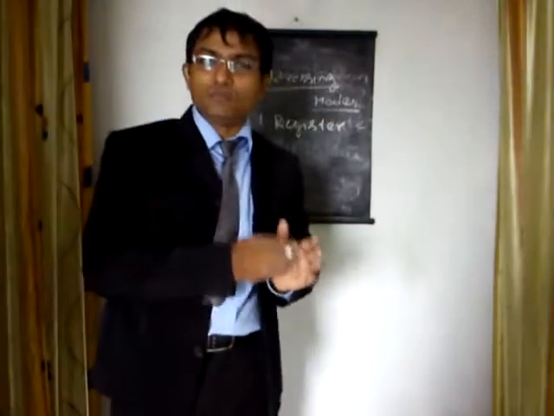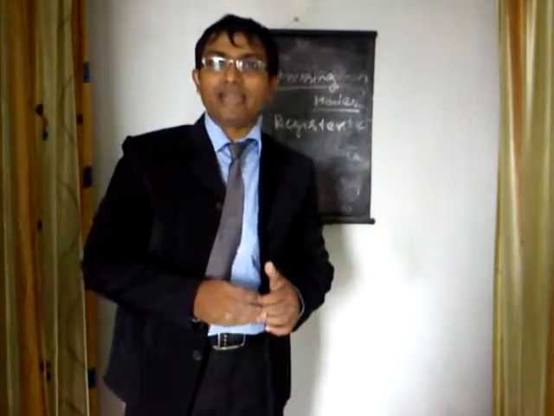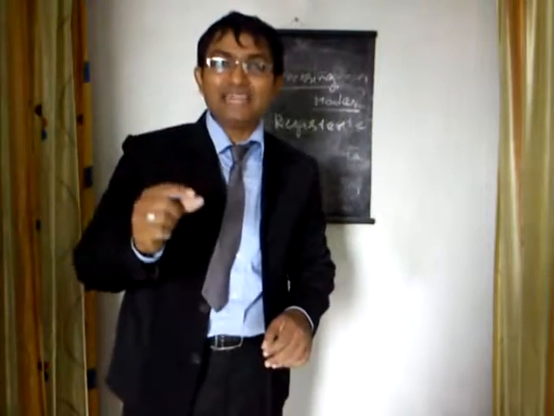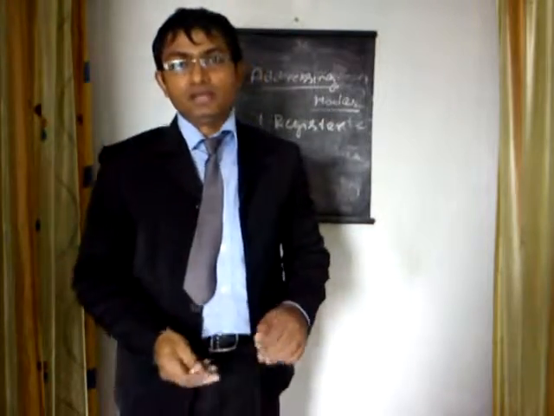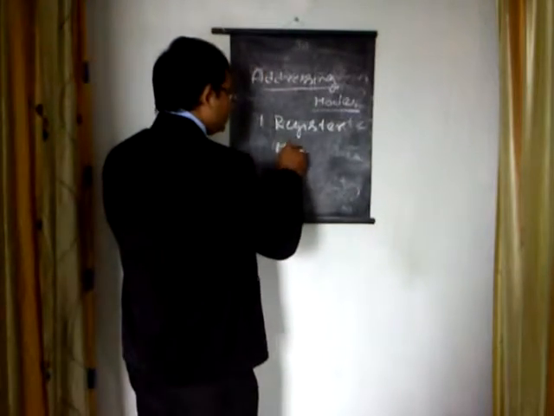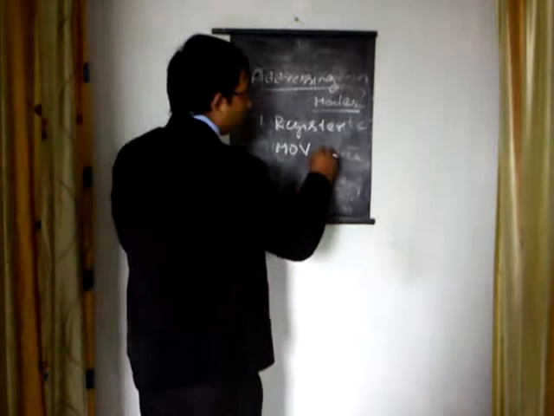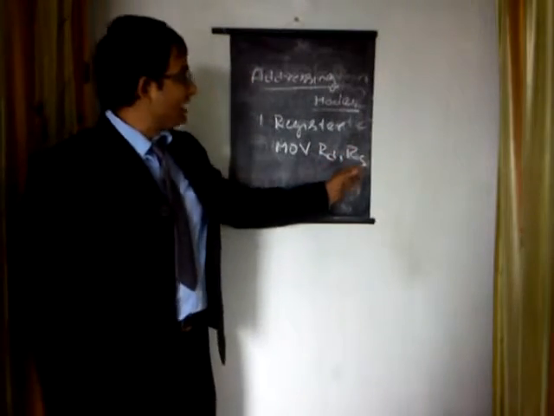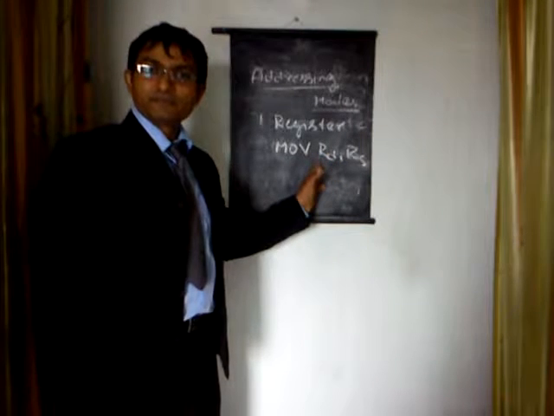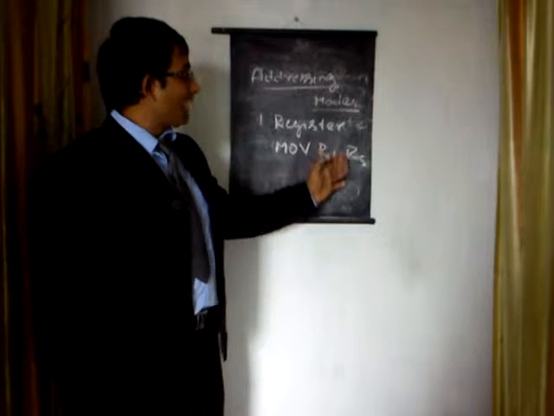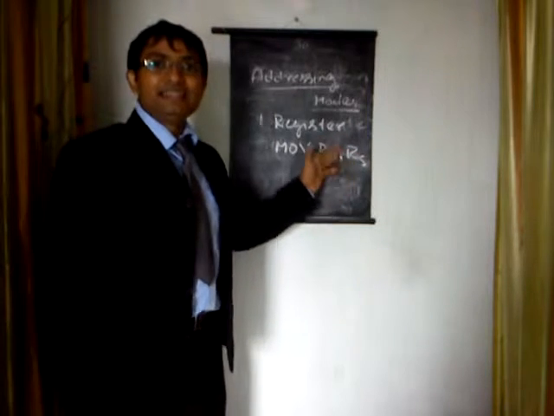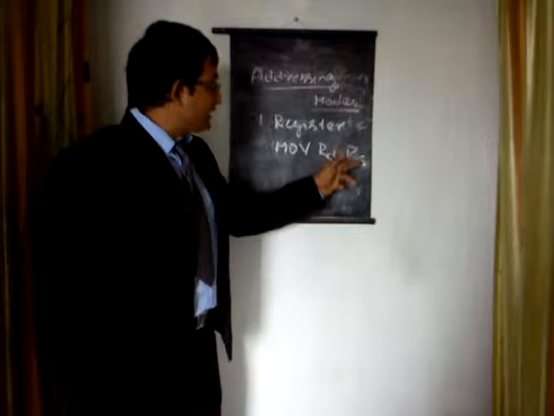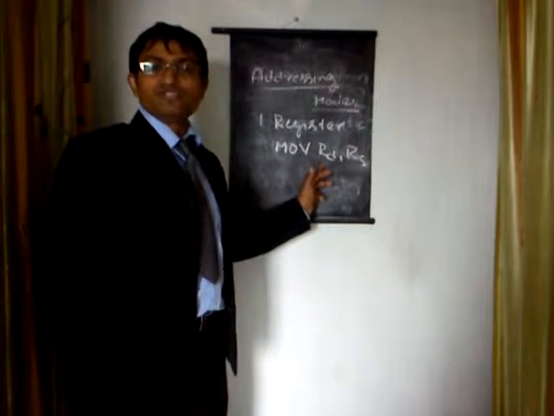In register addressing mode, data is not provided in the instruction, but data will be given inside a register or a memory. So for example, let me explain. MOV D, S. So this is source and this is destination. So here the data is provided inside the source register, and the data in the source register is transferred to the destination register.